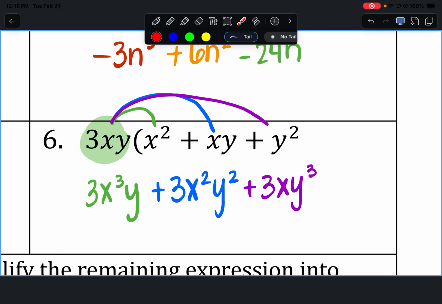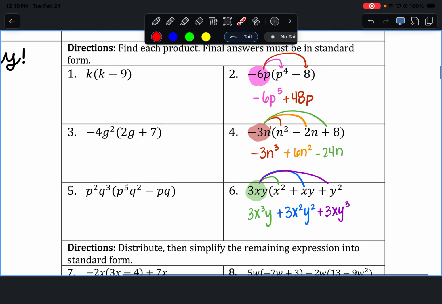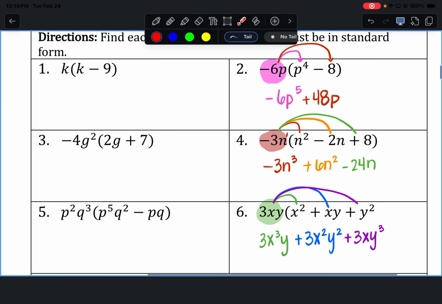How do you know if it's in standard form? Standard form is where it has to be in alphabetical order with biggest exponents first. So as long as it is in alphabetical order and your biggest exponent of the alphabetical order is first, you're good. All right, so I want y'all to take a second and do 1, 3, and 5 for me real quick.